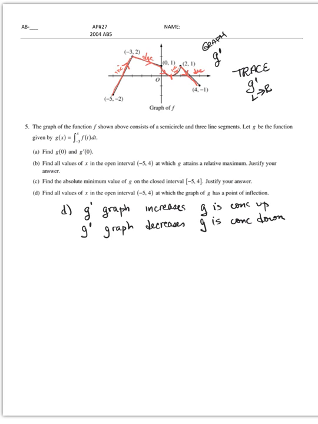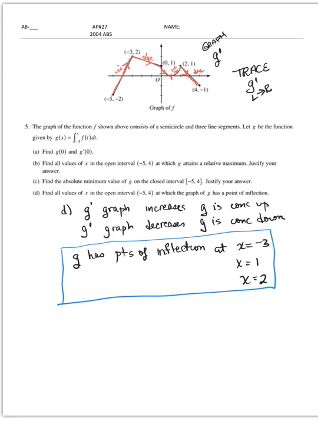So the x values at which the derivative graph of g changes from increasing to decreasing must be the inflection points. So our answers are g has points of inflection at x equals -3, at x equals 1, and at x equals 2. These are the 3 points of inflection. It didn't say to justify, so this is enough. It could be answered in one line.